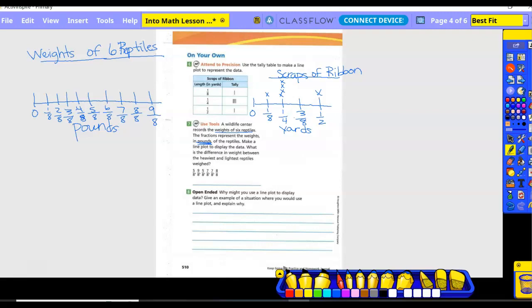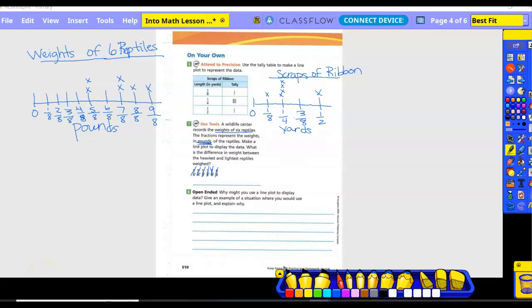So, oh, we forgot to look. Did we have 6 x's on our last one? Yeah. Okay, so we were good. So 5/8, I'm going to put in x. 9/8, x. 5/8, x. 7/8, x. 7/8, and then 8/8. How many total fractions do I have?